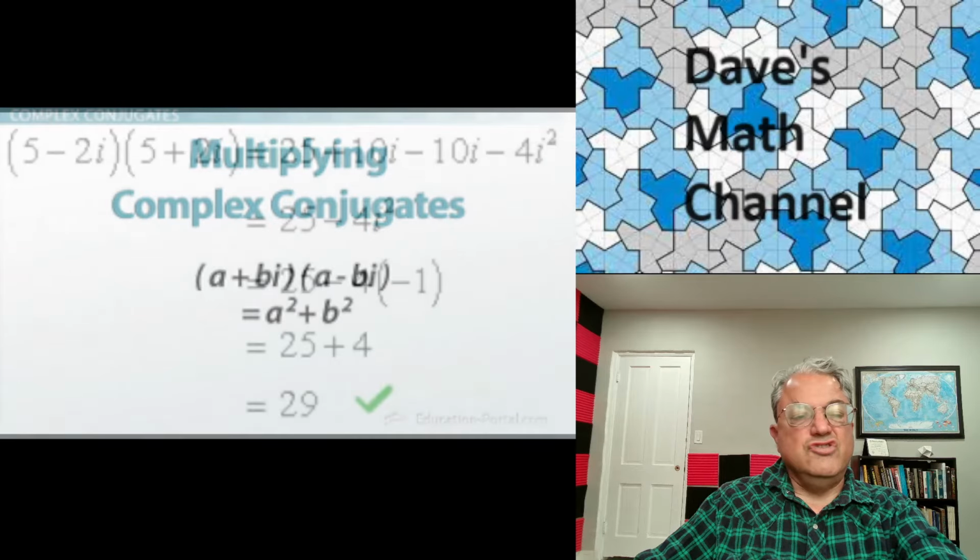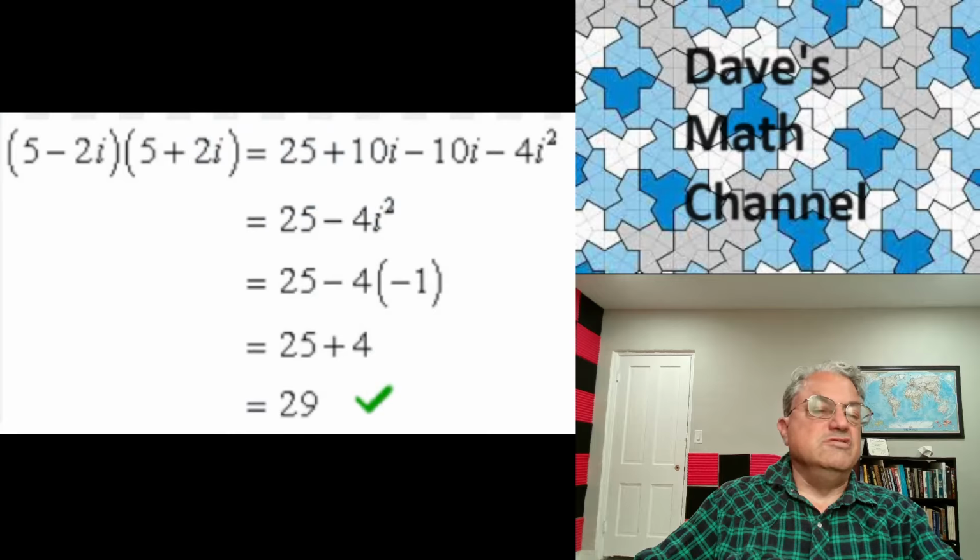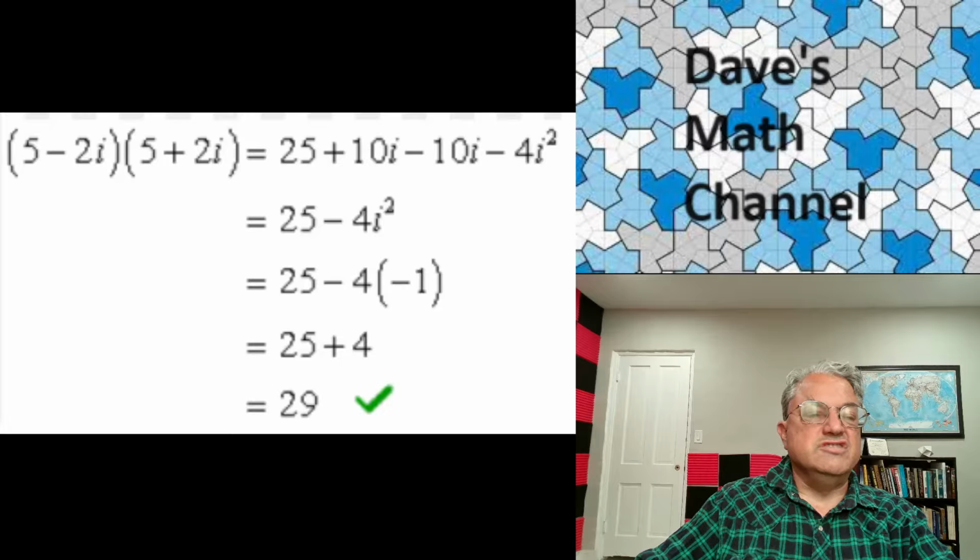Well, let me start with an example. Say you want to multiply the complex number 5 minus 2i by its conjugate, which is 5 plus 2i. You can do all the steps if you want. Using FOIL, first is 5 times 5, that gives you 25. Then outer gives you 5 times 2i, that's 10i. And minus 2i times 5 gives you minus 10i. And then minus 2i times plus 2i gives you minus 4i squared.